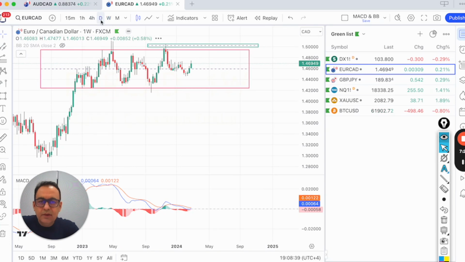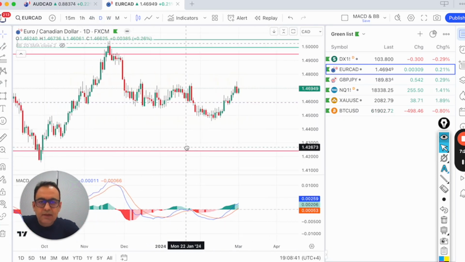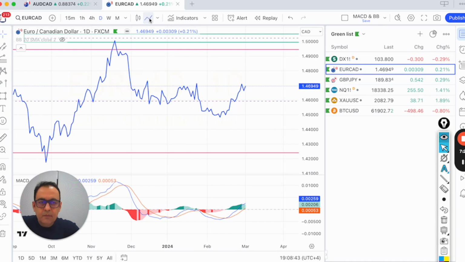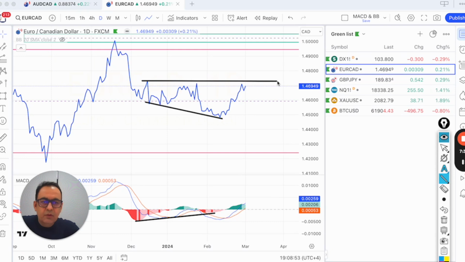Moving down to daily. On the daily time frame, we got a lower low formation with bullish divergence, and this is the level to be broken up. So once we have a breakout above this level, we can expect some pullback and continuation to the target at 1.5.